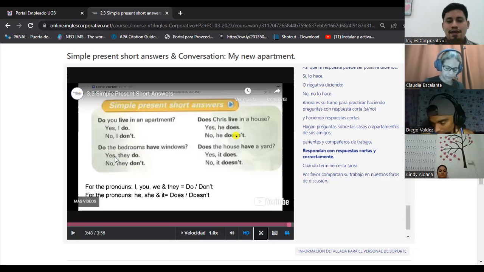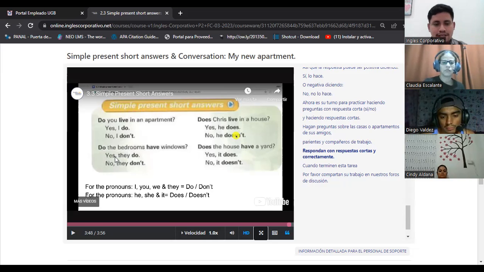O sea, vamos a sustituirlo por un pronombre a la hora de contestar. Siempre en plural. Si es en plural, entonces utilizamos el do. Ahora, si es en singular, en este caso the house, y a la hora de sustituirlo por un pronombre, nos queda el it, pues este it es tercera persona singular, por ende, nosotros debemos utilizar el does, ¿sí? Tercera persona singular, utilizamos does, tercera persona plural, utilizamos do. Básicamente esa sería la regla.